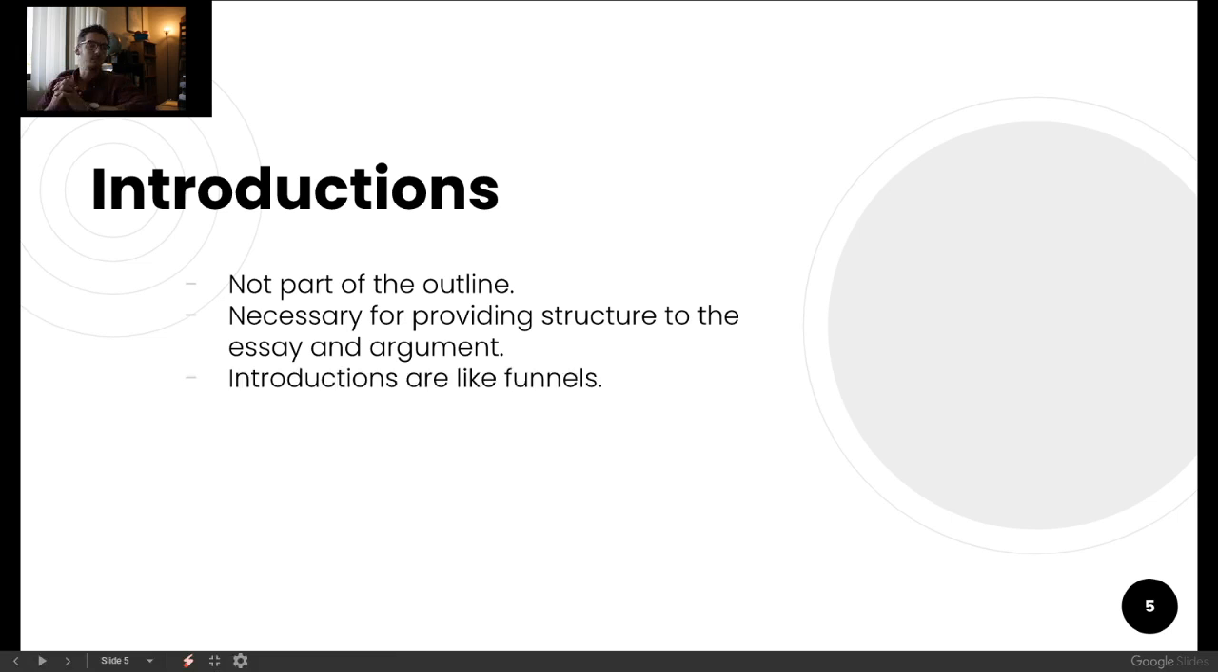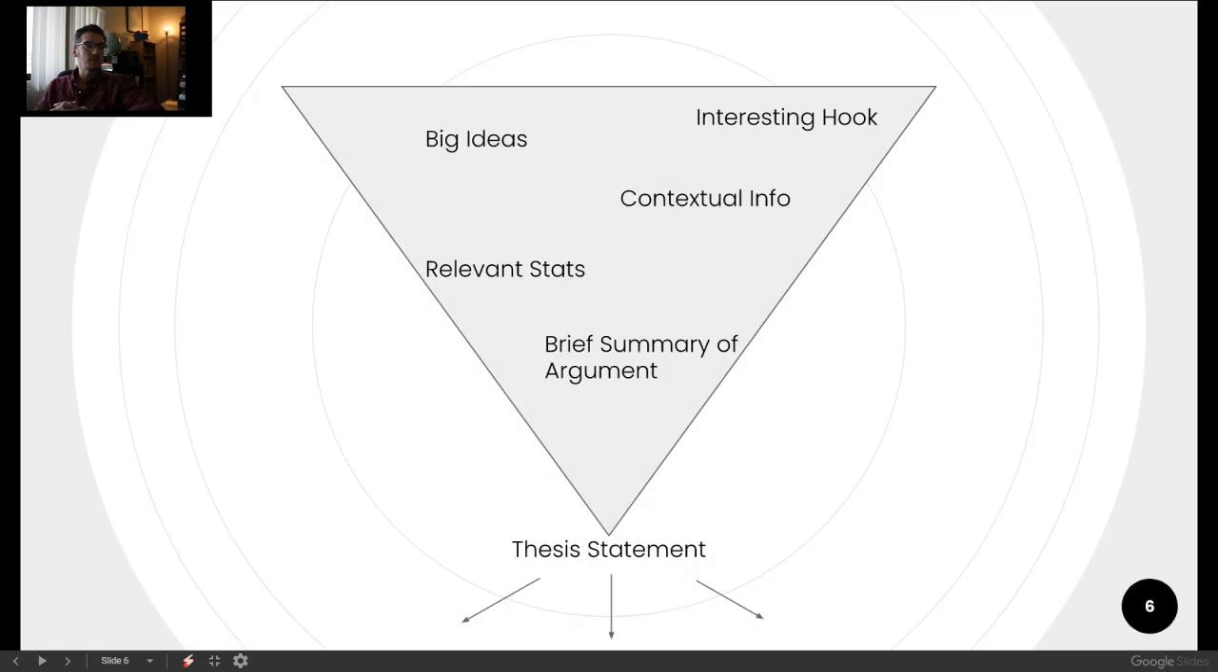Introductions are like funnels. I want to talk about what that means. So let's look at this picture. The triangle is upside down. It's like a funnel, like an oil changing funnel, or a baking funnel. And an introduction is like a funnel because at the beginning, you're starting the introduction with broad ideas, big ideas, an interesting hook, right? You want to right away start with something that's going to grab their interest.